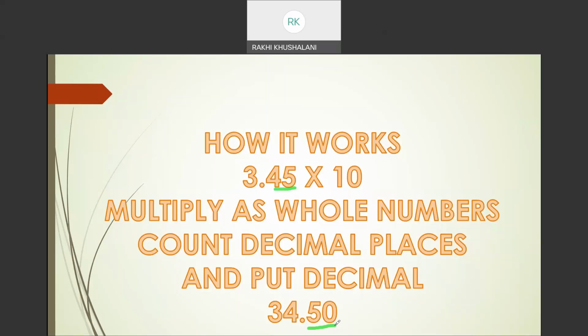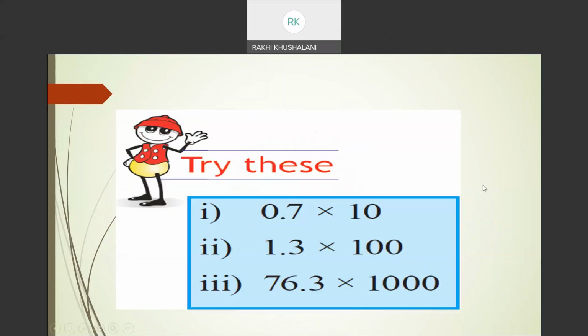This is also one method you can follow. Either you count the number of zeros and move towards the right, or you multiply them as whole numbers and then put the number of decimal places as per the number of decimals in the factors. So it's your choice. It's completely very easy. You can stop the video and quickly try 0.7 into 10, 1.3 into 100, 76.3 into 1,000.